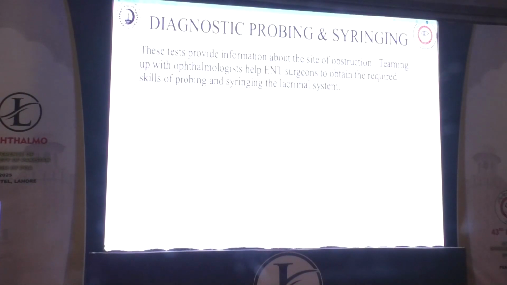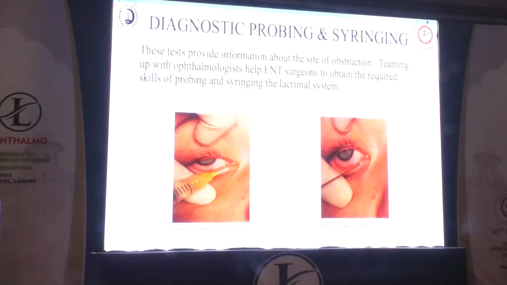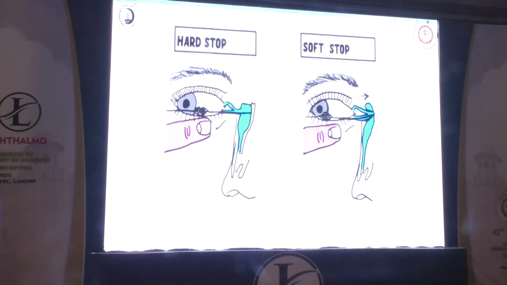So how do you proceed for DCR? Obviously diagnostic probing and syringing. This segment is lacking in ENTs, and all the patients are referred from eye surgeons. They do the syringing and probing, and you can say if the patient has a problem distal to the canaliculi, or if the patient has a hard stop on probing, it means this patient is a candidate for DCR. If there is a soft stop, it means the problem lies somewhere here, and he or she is not a candidate for DCR.